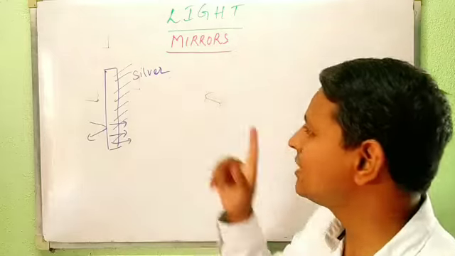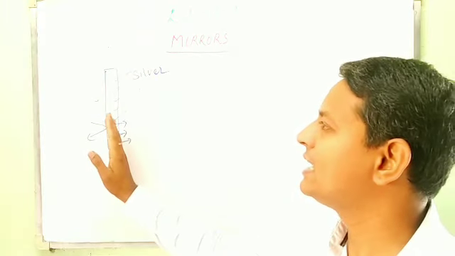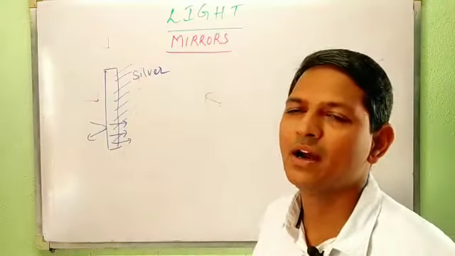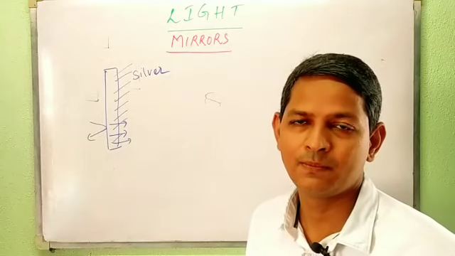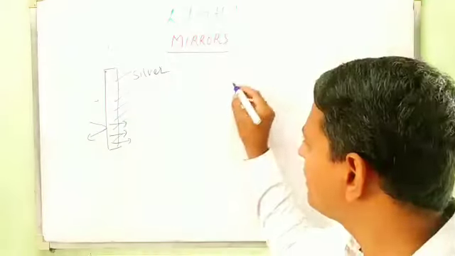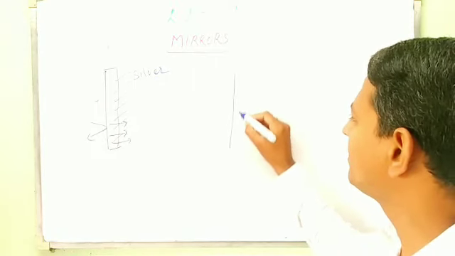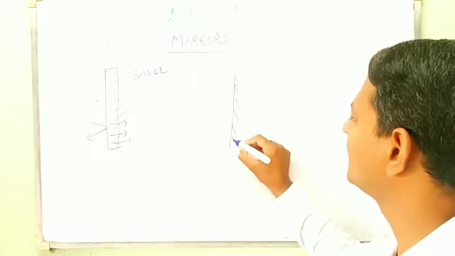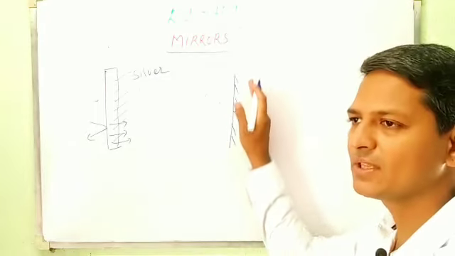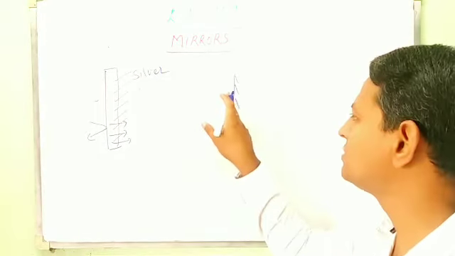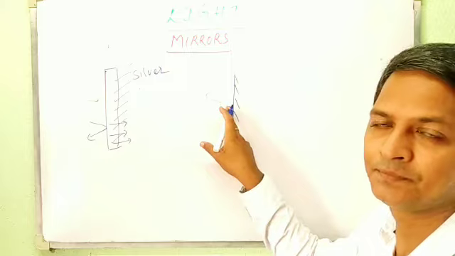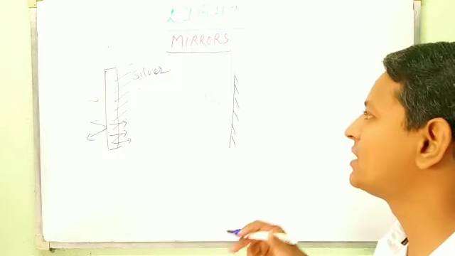So what is a mirror? A mirror is a glass on which one side a coating is done, that is silver. So how do we represent a mirror? We represent a mirror like this, with the coating represented like this. On any side we can give coating, this side we are giving coating, so this becomes the reflecting surface. So that's a mirror.